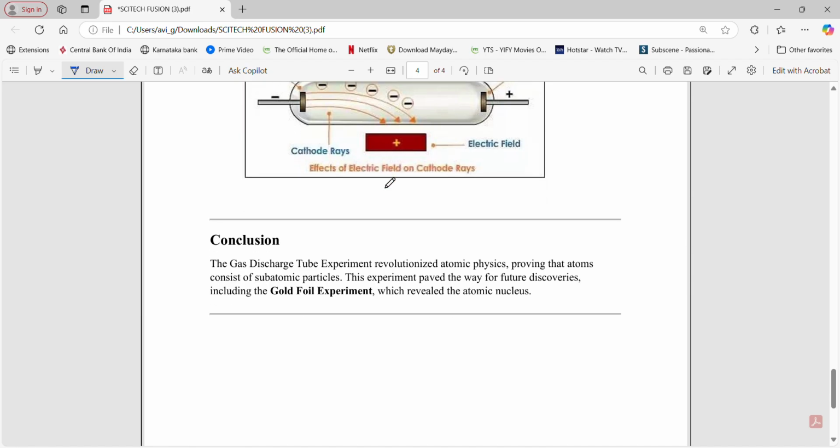So let's move on to the conclusion. The gas discharge tube experiment revolutionized atomic physics, as we discussed in the first part of the video, proving that atoms consist of subatomic particles. This experiment paved the way for future discoveries, including Rutherford's gold foil experiment, which revealed the atomic nucleus. About this gold foil experiment, we will be learning in our next video.